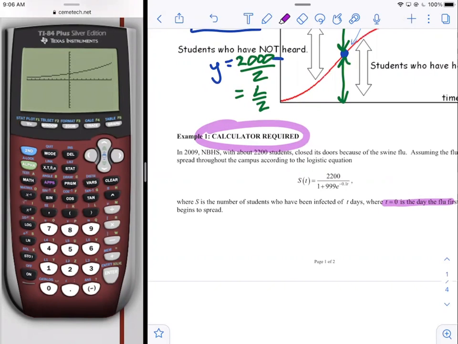So what we want to do is come up with a window manually. So your X min, X max, remember that's your T min, T max. What's a good T min or X min?